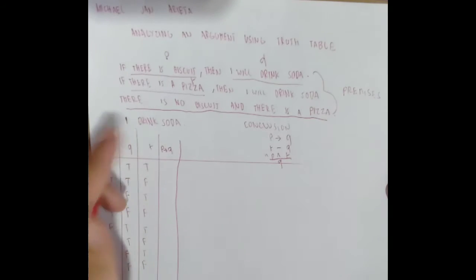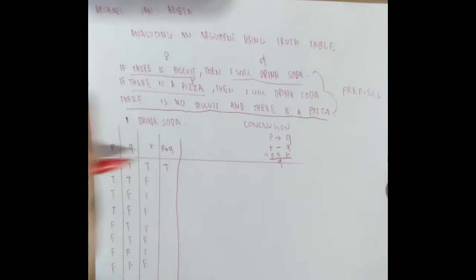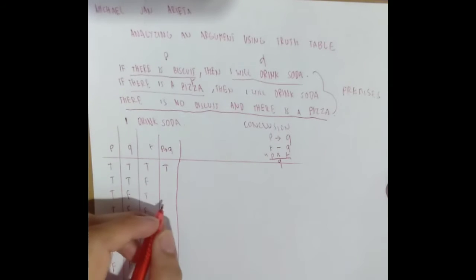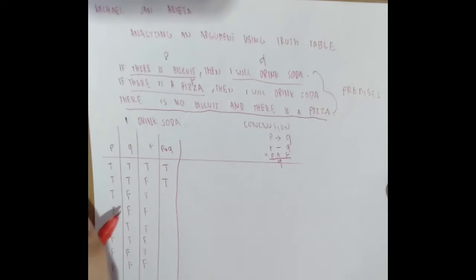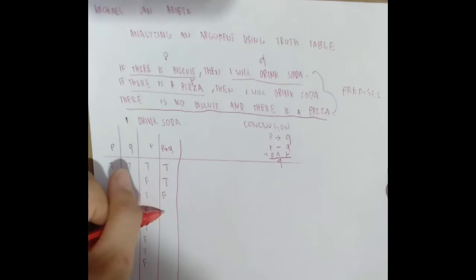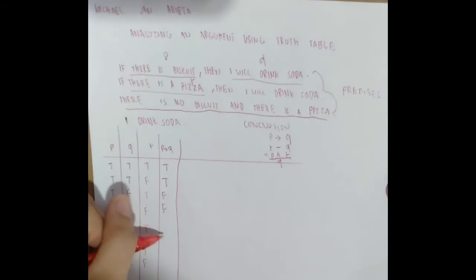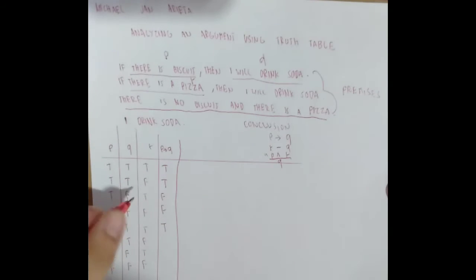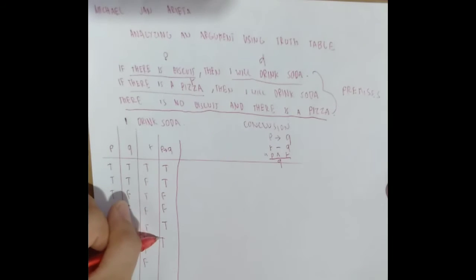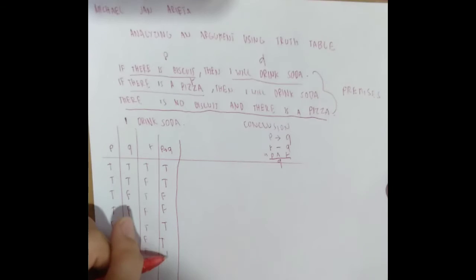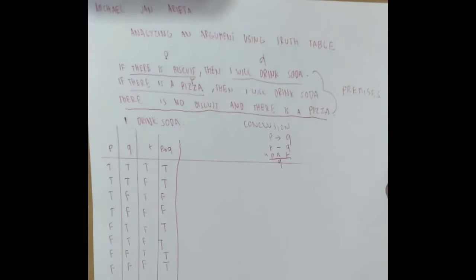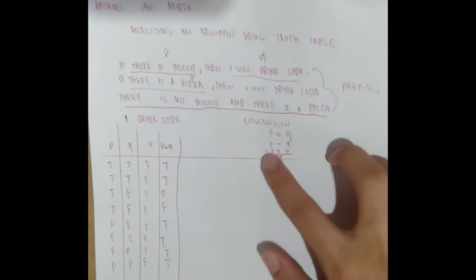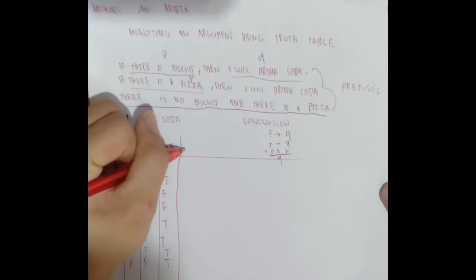P and Q: true and true, then true. True and true, then true again. True, then false, then false. And then false, false again. False, it doesn't matter, it's always true. These last ones are the same, it doesn't matter, it's always true that comes out. That's P then Q.